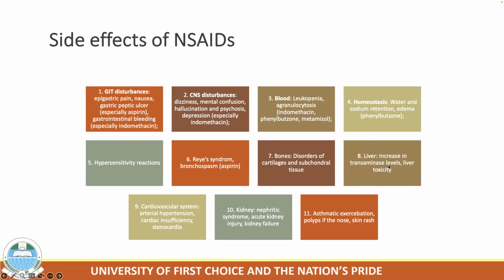Liver, again, there can be liver toxicity, asthmatic exacerbations, kidney injury, acute kidney injury. They can also lead to kidney failure. Then on the heart as well, it can lead to arterial hypertension and cardiac insufficiency. These I expect that you have at the top of your fingers, since we already have an understanding of why these side effects form, right?